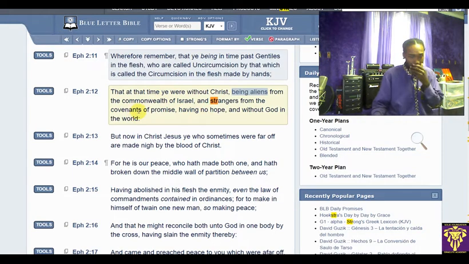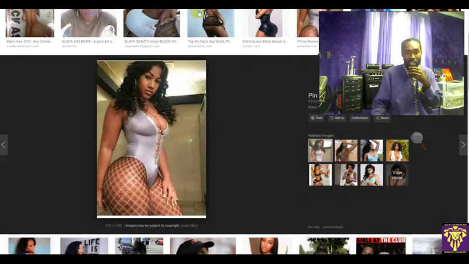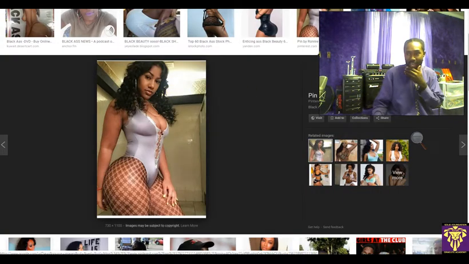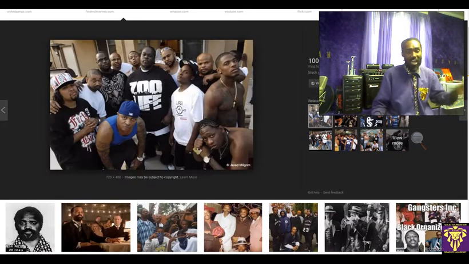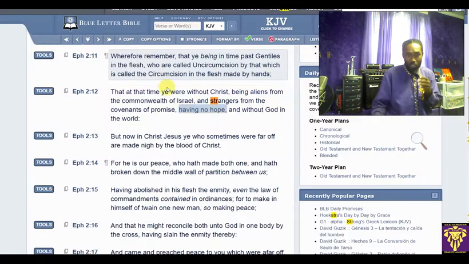Strangers from the covenants, because you didn't continue in the covenant of the promise. Having no hope. You was out here selling yourself for a piece of cash, had no hope. You was out here gang banging and slinging, killing your own brothers and sisters, selling dope to your own people, killing your own community up. You had no hope and were without God in the world.